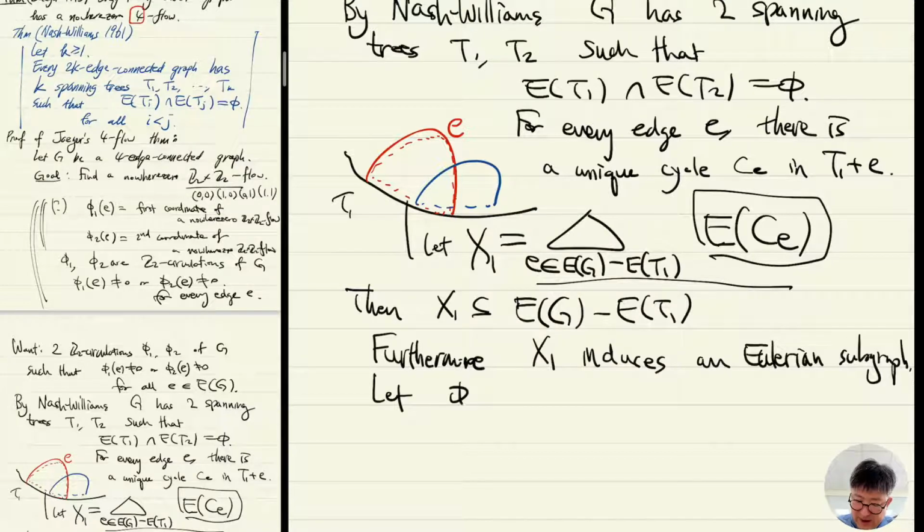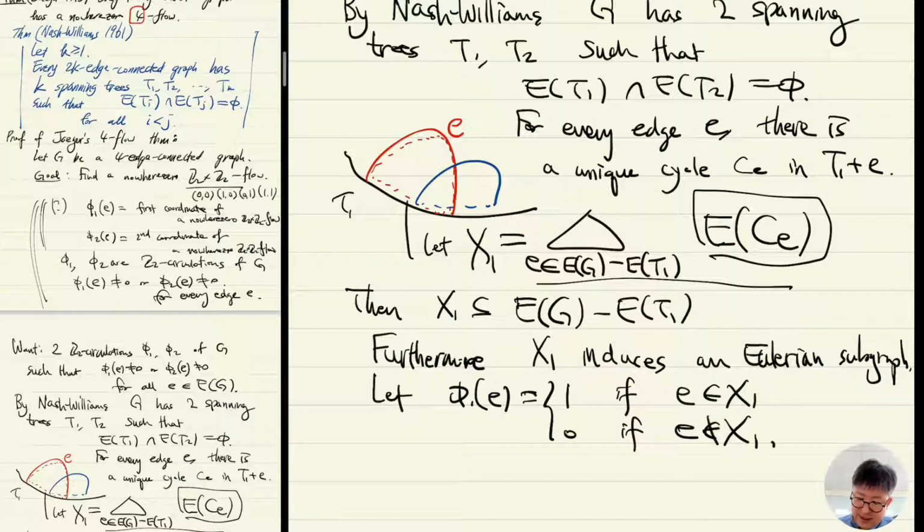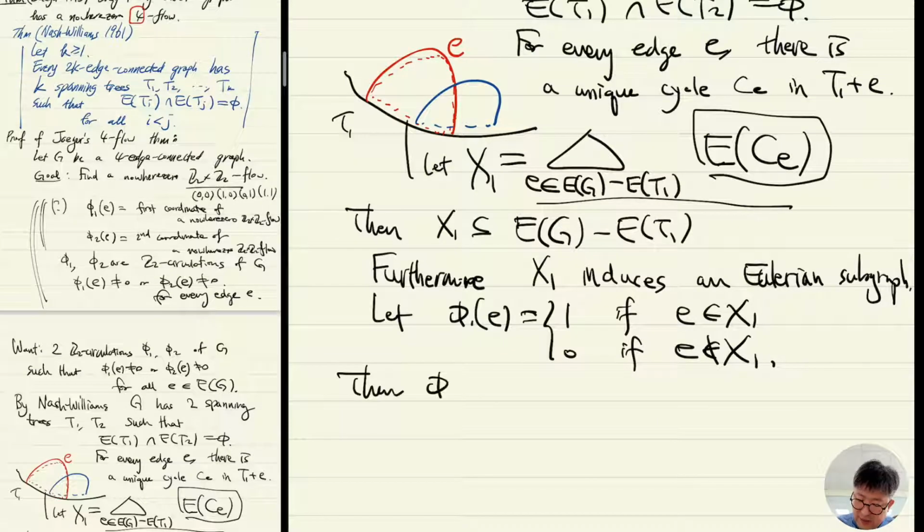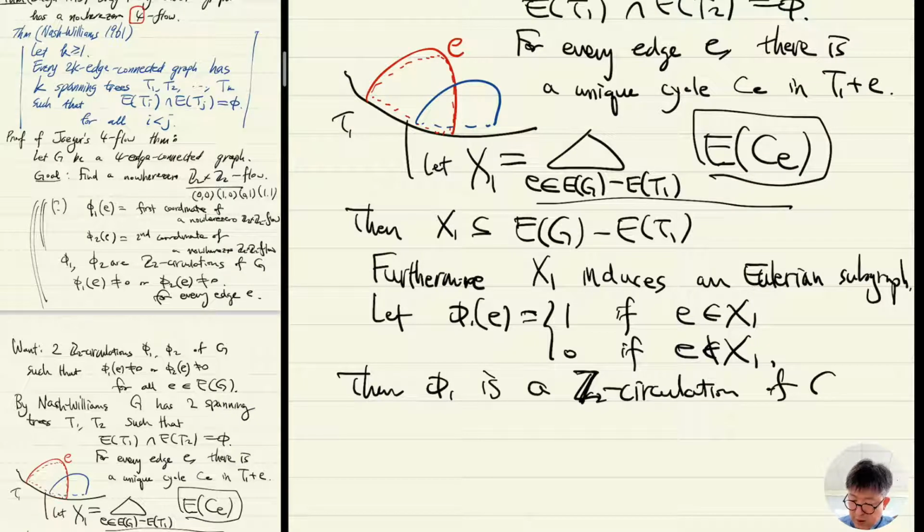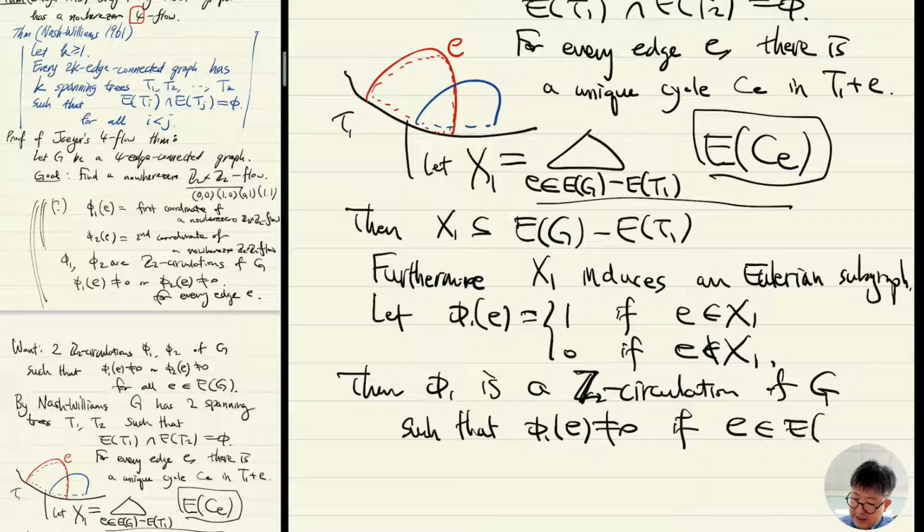So let phi 1 of E be 1 if E is in X1, and 0 if E is not in X1. Then phi 1 is a G2 circulation of G such that phi 1 of E is non-zero if E is not in T1.